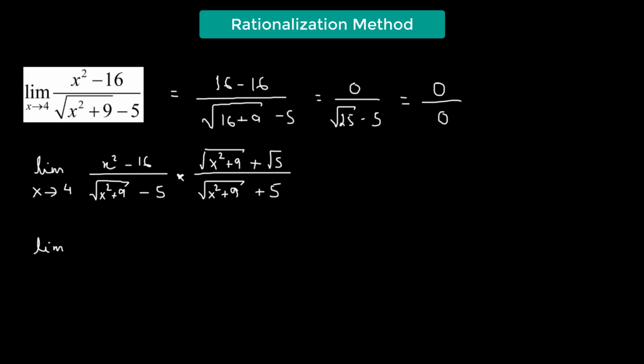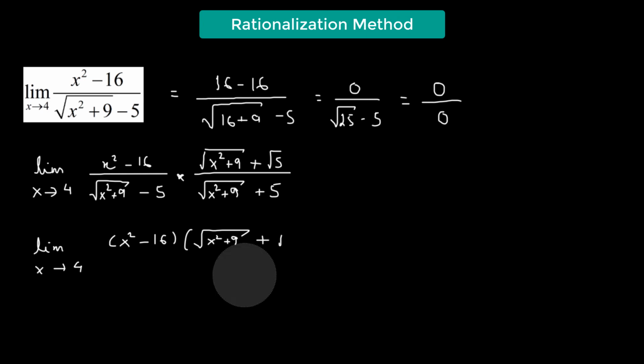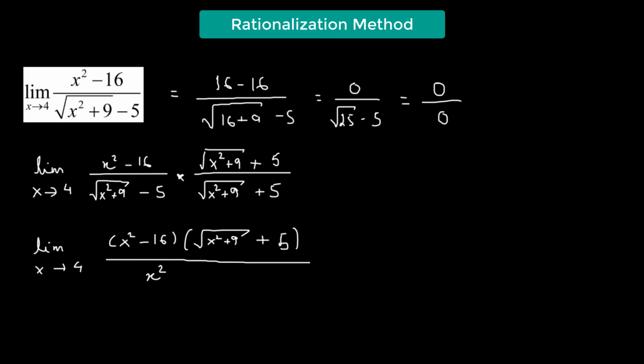So we rewrite it in the numerator as well. Now that gives us the limit as x going to 4. So we have x squared minus 16 multiplied by the square root of x squared plus 9 plus, there's a mistake here, so this is not square root of 5, so this is simply 5. So this is a 5 here. So we have 5 divided by, now we can apply the identity, a minus b times a plus b is simply equal to a squared minus b squared. So we have the square root of x squared plus 9 squared, so that will give us x squared plus 9, minus 5 squared, so that will be 25.